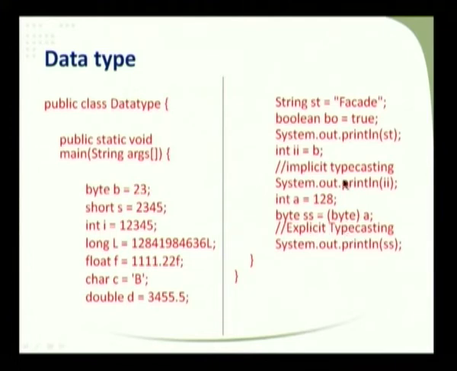Whenever you are trying to assign a value of lesser size to a greater size, it is implicit typecasting, and if you are trying to put a very high size value inside a variable of very low size, then it should be explicitly typecasted.